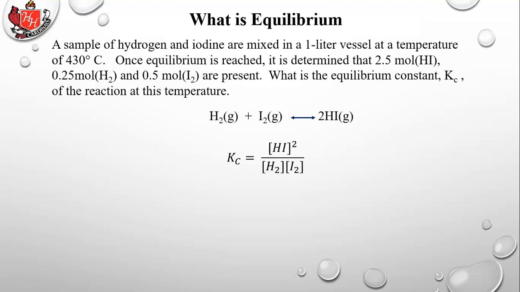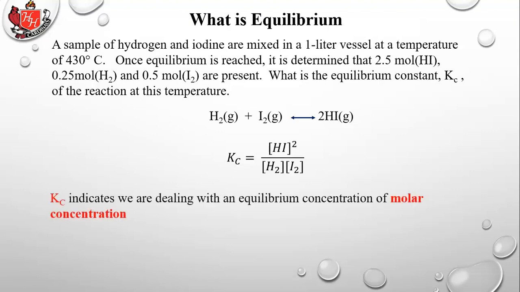Then the reactants over on the left side, H2 and I2, go on the bottom. They have coefficients of 1, so you don't have to write those. And so that would be the law of mass action for this particular reaction. Now you can plug in the equilibrium concentrations. So Kc indicates we are dealing with an equilibrium constant of molar concentration.